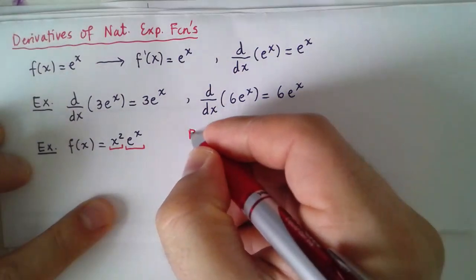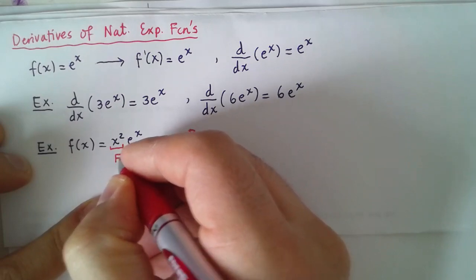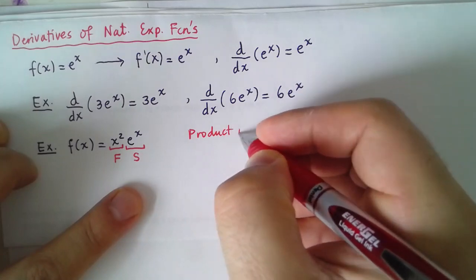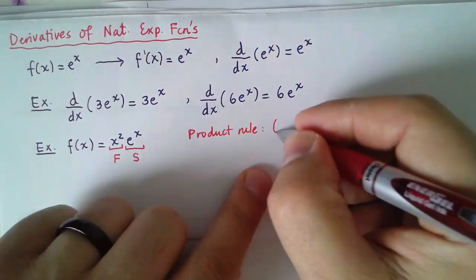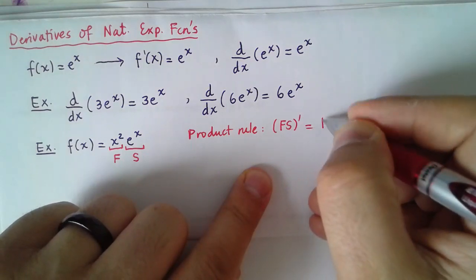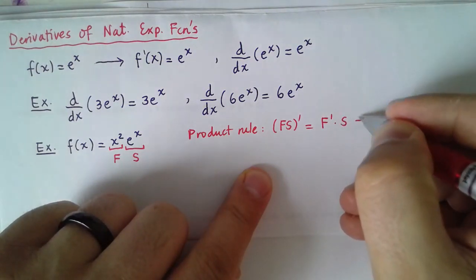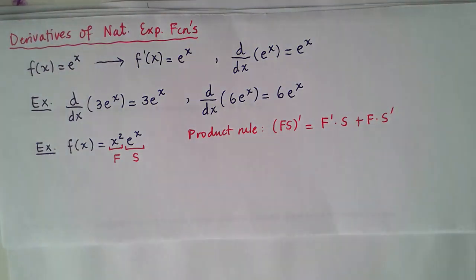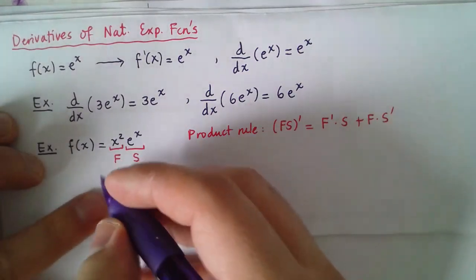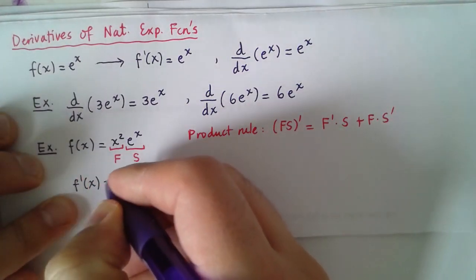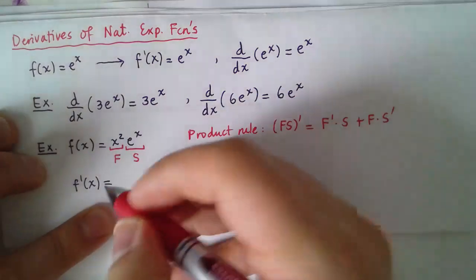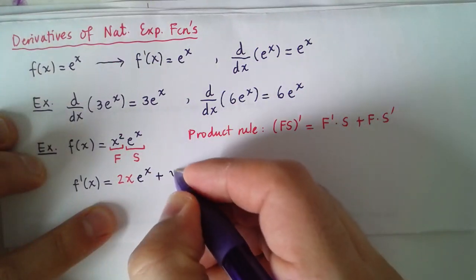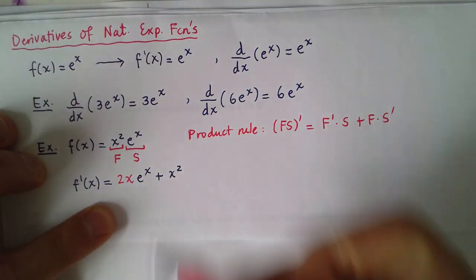Remember, say f for the first one and s for the second one, the product rule says if you take the derivative of the product, you take the derivative of the first one times the second plus the first one times the derivative of the second. So we're going to be using this rule. So f prime of x: the derivative of the first one is 2x, times e to the x, plus the first function, x squared, times the derivative of e to the x, which is itself.